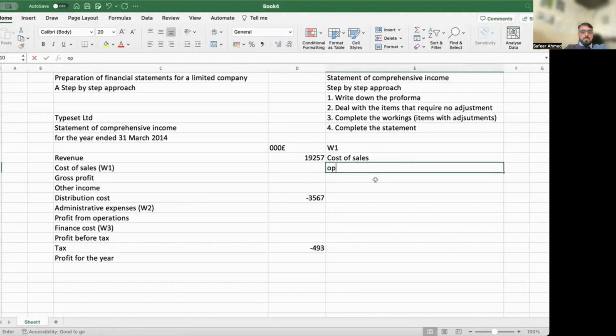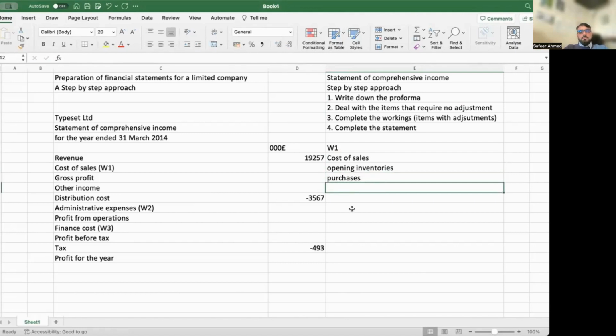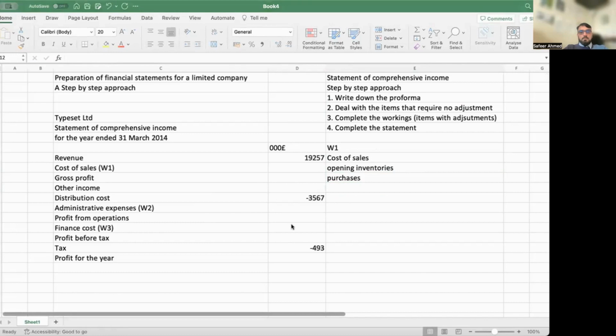Now we know the way we calculate cost of sales is opening inventories, and we add purchases to it. However, there is an adjustment in relation to purchases. If you look at one of the bullet points in the further information, where it says credit purchases relating to April 2014 amounting to 264,500 had been entered incorrectly in the accounts in March 2014.